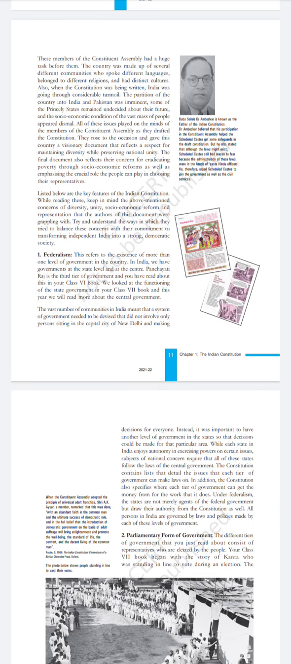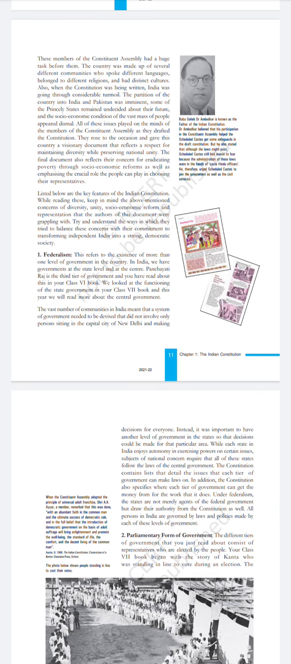Baba Saheb Dr. Ambedkar is known as the father of the Indian Constitution. Dr. Ambedkar believed that his participation in the Constituent Assembly helped the scheduled castes get some safeguards in the draft constitution. But he also stated that although the laws might exist, scheduled castes still had reason to fear because the administration of these laws was in the hands of caste Hindu officers. He therefore urged scheduled castes to join the government as well as the civil services.